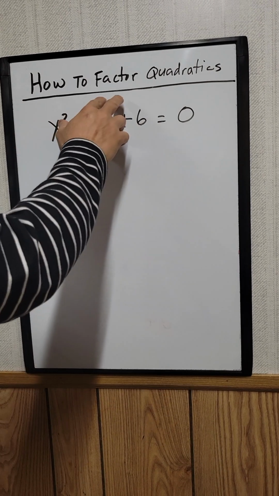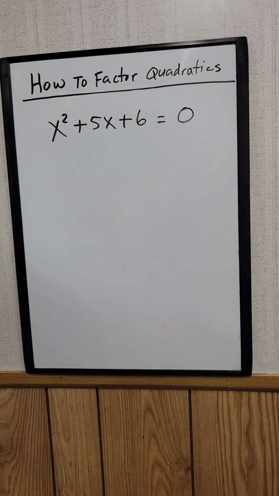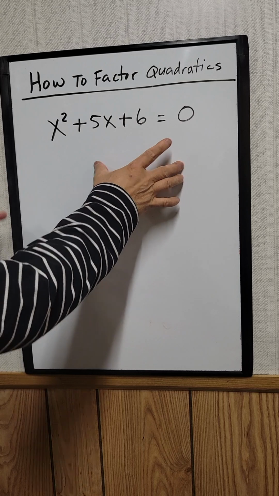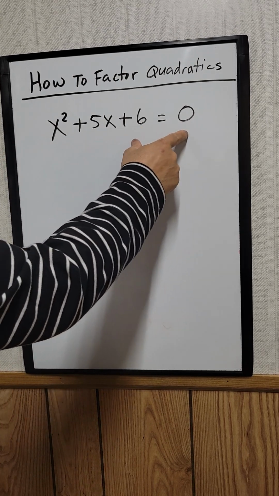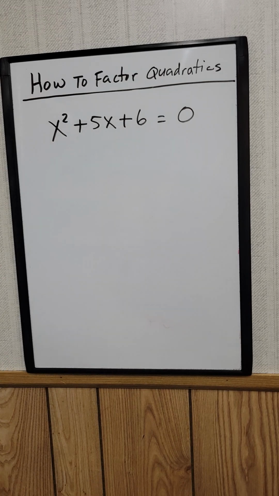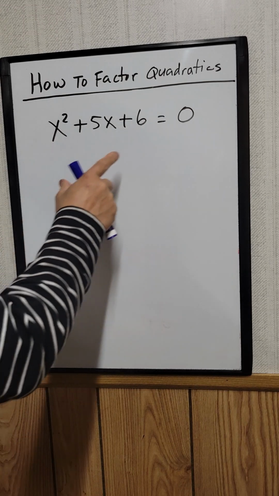Today we're going to learn how to factor quadratic equations. We're starting out with the easy one first. So example number one right here: x squared plus 5x plus 6 equal to 0. So how do you factor that? I'm going to show you step by step.